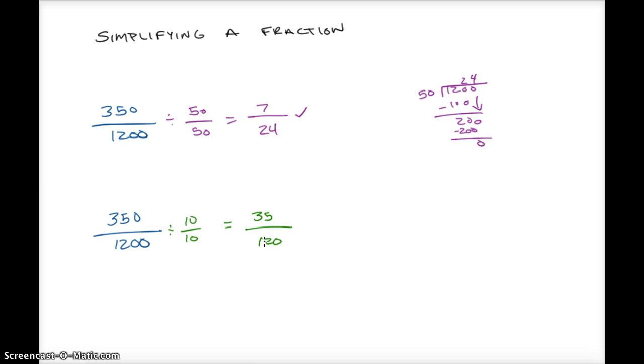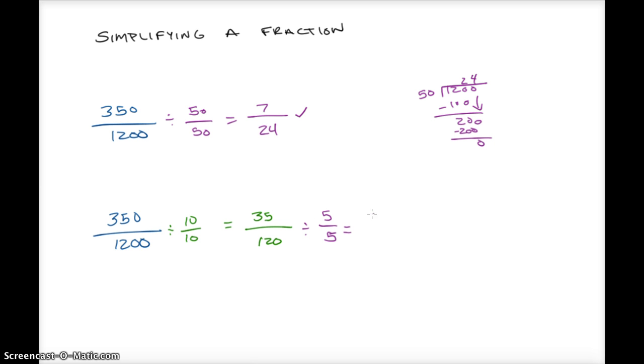Now, if I look at this, are there any common factors between 35 and 120? Well, 35 ends in 5 and 120 ends in 0. So I know 5 will go into both of them. So let's see what happens if I divide both sides by 5. What I'm actually doing here is dividing by 1 whole. 5/5 is 1 whole. And since I'm dividing by 1, that's why it's giving me an equivalent fraction. That's why when you simplify, they're still equivalent.